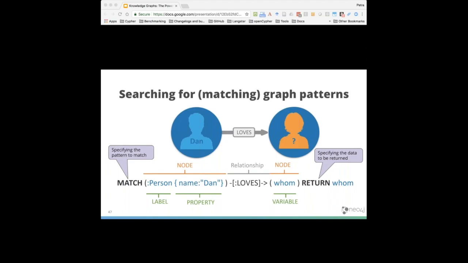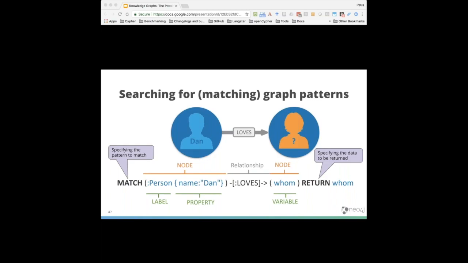And then just to end off, on the right-hand side, we are searching for any nodes that are connected in that way. Because no information is given in that node, all we're doing is just assigning it a variable. We're not specifying a label it needs to adhere to or a property. It's just going to return any node. So it will return people, it will return dogs, cats, etc., anyone whom Dan loves.